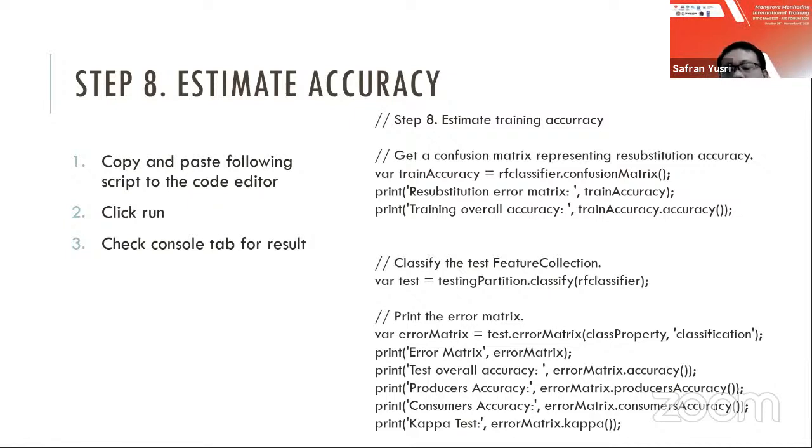After that, we classify the test feature, the testing partition, to come up with the classification for the test partition. Then we create an error matrix between the classification and the habitat properties that we created before in the feature collection development process. Now we create the error matrix and print the test overall accuracy. After that, we calculate the producer accuracy, consumer accuracy, and the kappa test. I will show you how it's done.